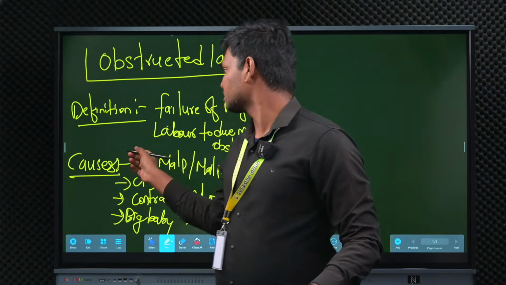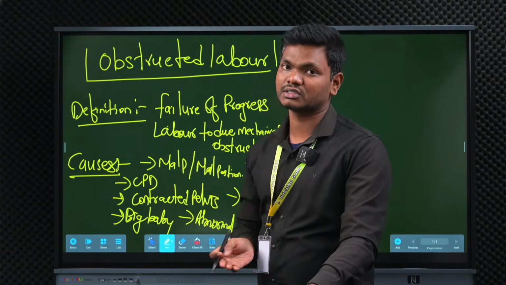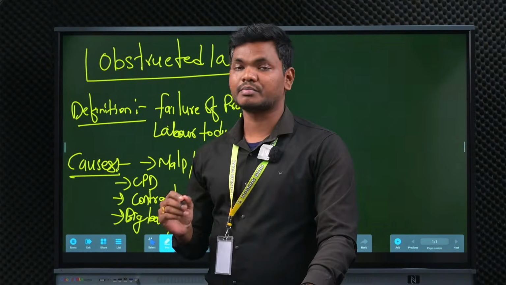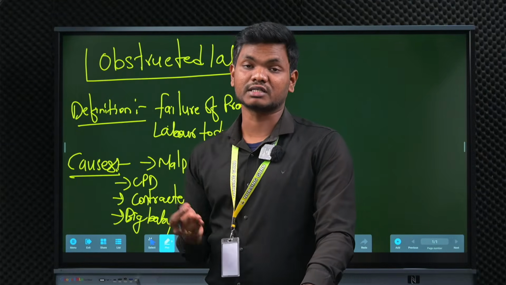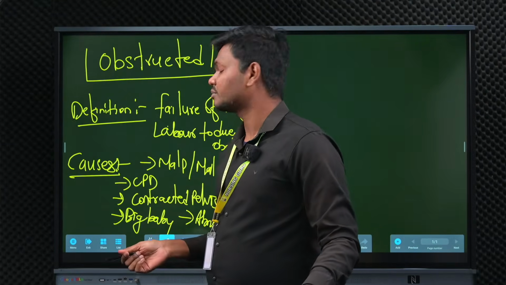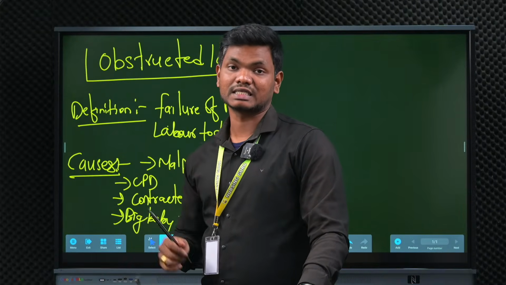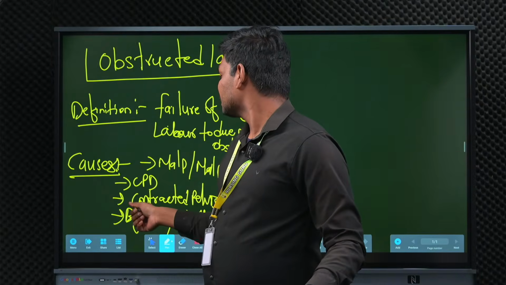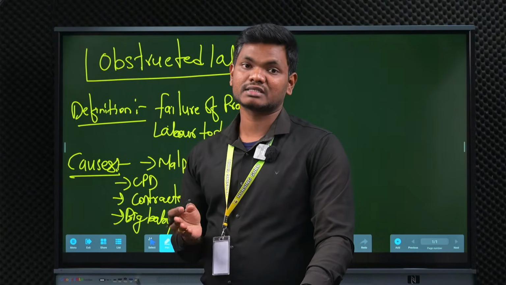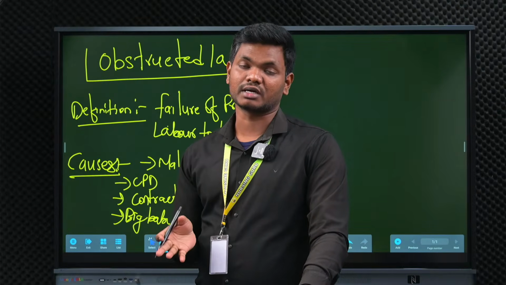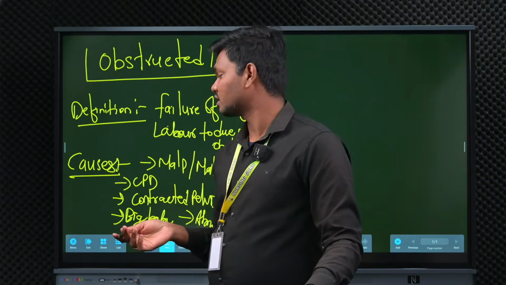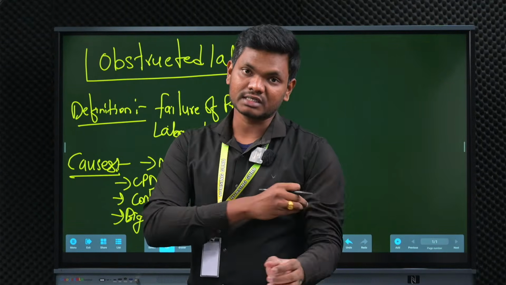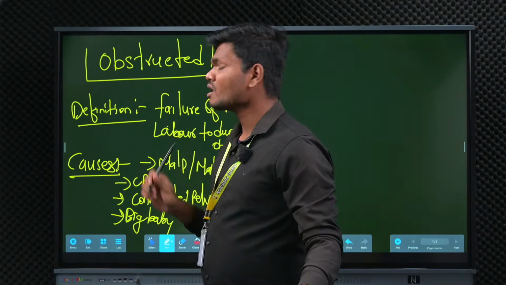The causes, the etiology: malpresentation, malposition, one of the causes of obstructed labor, or we can say CPD, that is cephalopelvic disproportion, and contracted pelvis. If a woman has a contracted pelvis other than a gynecoid pelvis, then she may have a chance of obstructed labor. Then a big size baby, a macrosomic baby, and an abnormal uterus. If the uterus has any abnormalities, it may lead to obstructed labor.